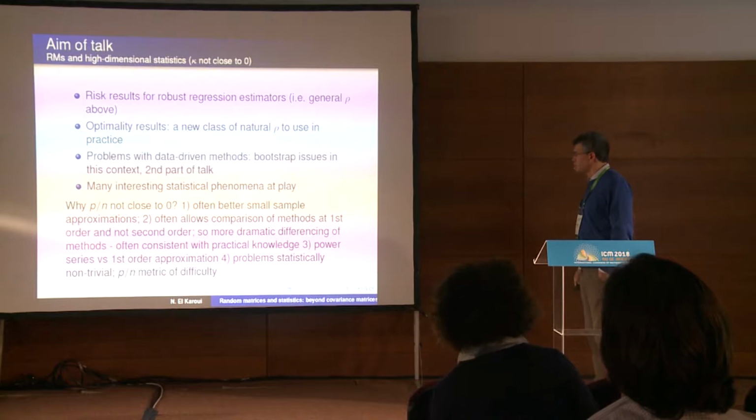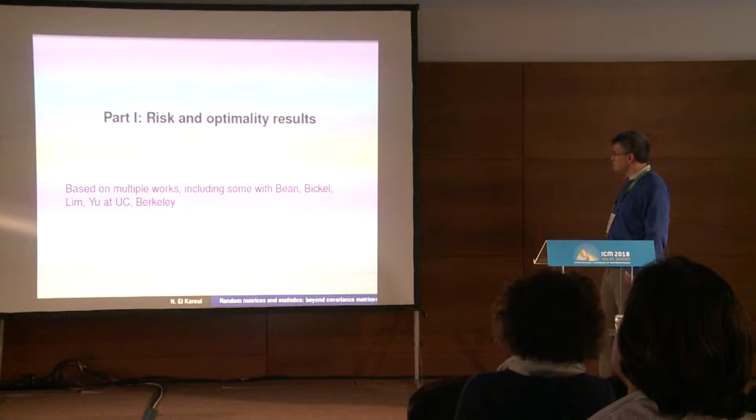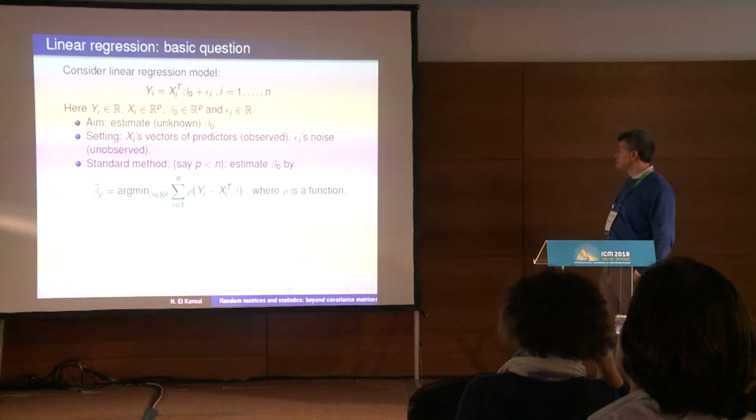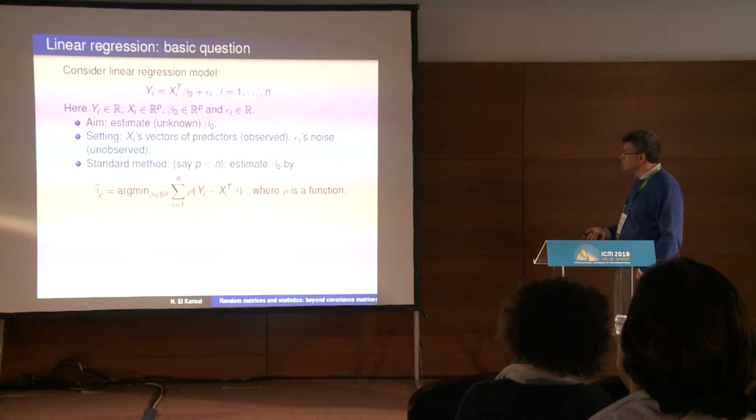Okay, so some risk and optimality results. As I said, these are review. In particular, I did a bunch of papers on this, and the first one was with Peter Bickel, Lim, and you at Berkeley. Okay, so again, I have my completely standard linear regression model, and I believe in the statistical linear model in this case. My epsilon i's are the noise that are unobserved, and as I said before, I'm going to use what's sometimes called an M-estimator, so the solution of an optimization problem, or a robust regression estimator in this case.